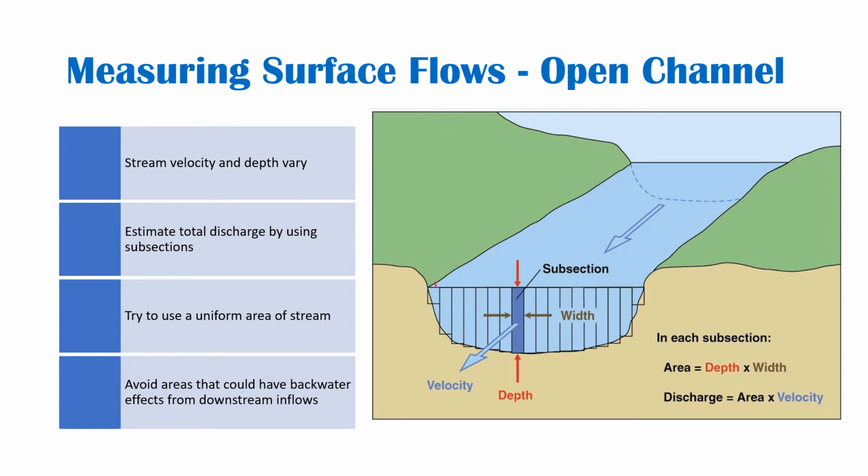And in a stream, you usually want to subdivide the profile because the width and the depth vary so greatly, which affects the velocity at every single one of these subsections. You can total that all up to get your total discharge for the entire stream. And you want to try to do this in an area of the stream that is uniform and avoid areas that could have backwater effects from downstream inflows.